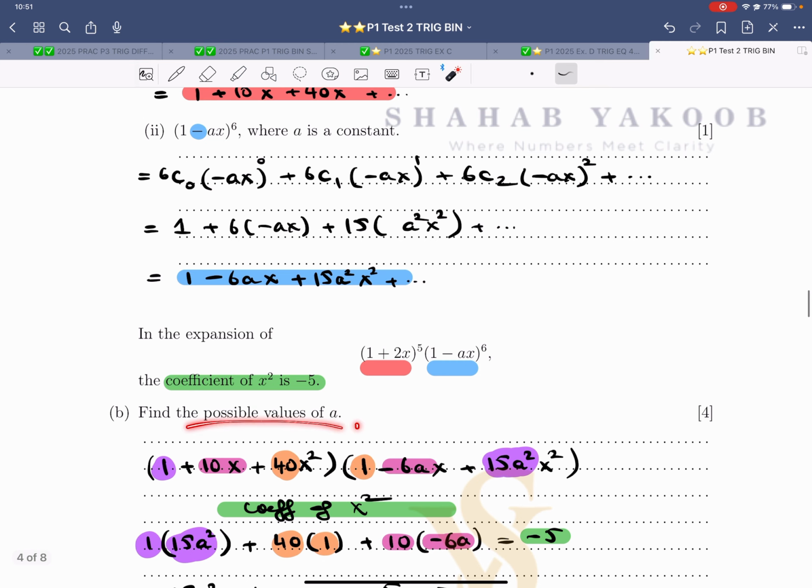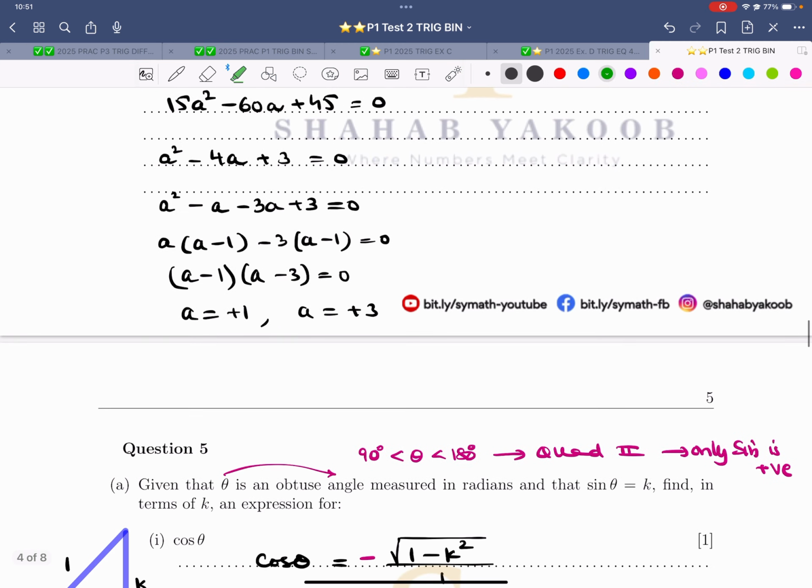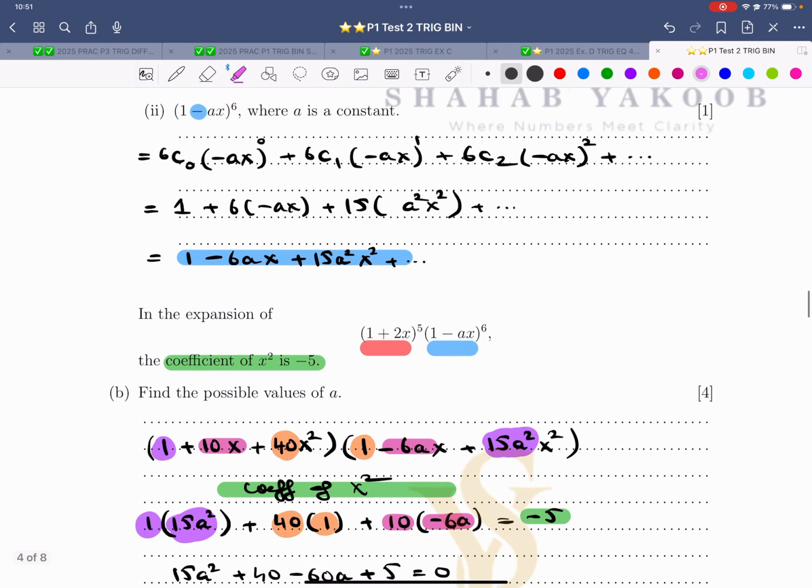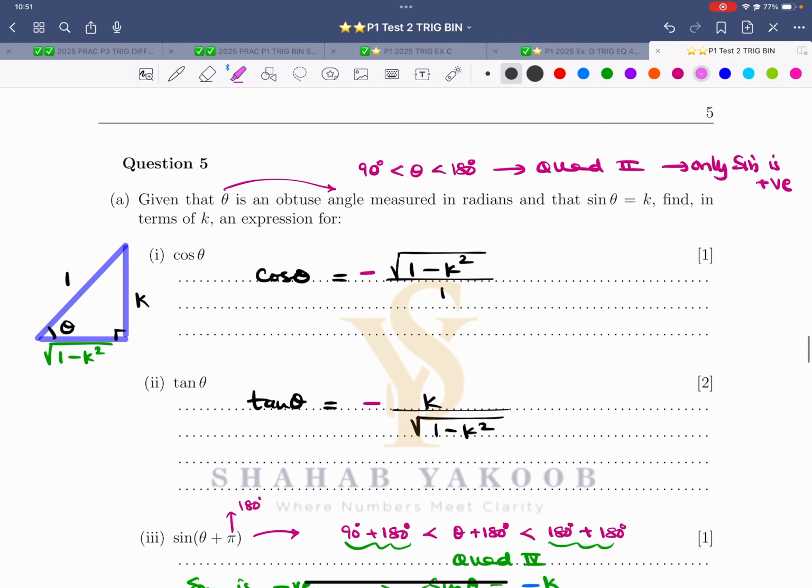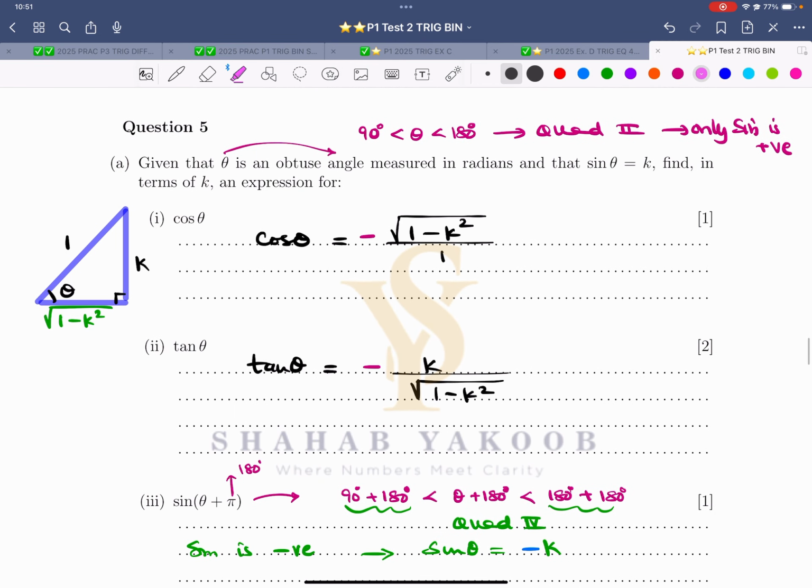Always double check, find the possible values. Yes, both are the answers. So a is positive 1, a is positive 3, both are the answers. So it's a pretty easy paper, nothing special, except for one or two parts over here.